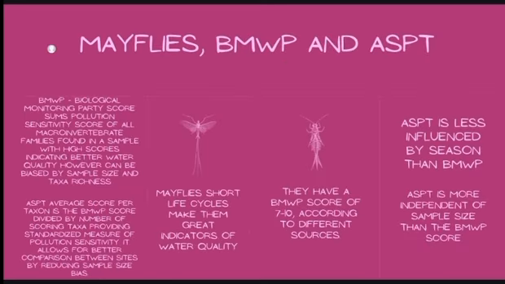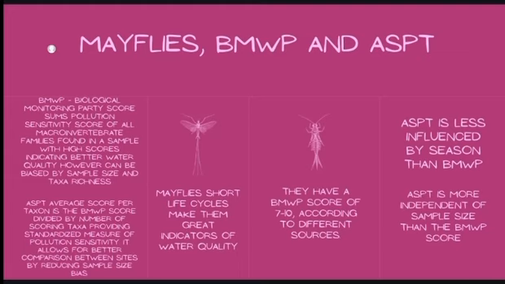So what is BMWP and ASPT? BMWP is the Biological Monitoring Working Party score. It sums the pollution sensitivity scores of all macroinvertebrate families found in a sample. High scores indicate better water quality, however, it can be biased by sample size and taxa richness. ASPT is the average score per taxon. It is the BMWP score divided by the number of scoring taxa, providing a standardized measure of pollution sensitivity. It allows for better comparison between sites by reducing sample size bias.